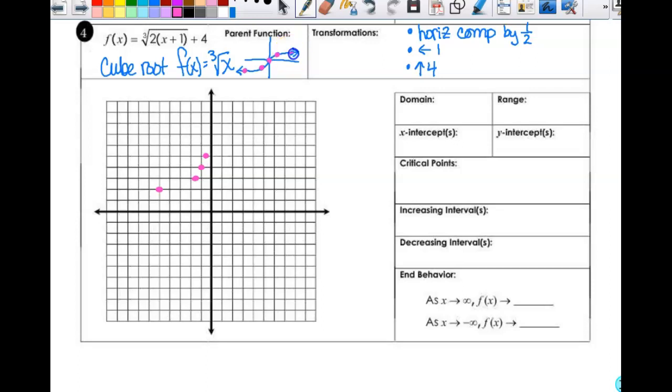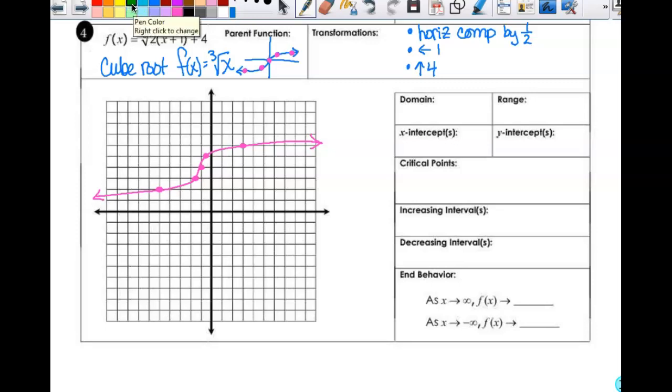Then I have one more point. What is this one going to be? 8, 2 is where I start. Horizontal compression by 1/2. X value becomes 1/2. Move to the left 1 and up 1, 2, 3, 4. Everybody good with all that stuff? Yes? Okay, so then I'm going to just sketch this in like so. Good. Okay. Any questions about any of that stuff? You gotta let me know if I lose you somewhere.